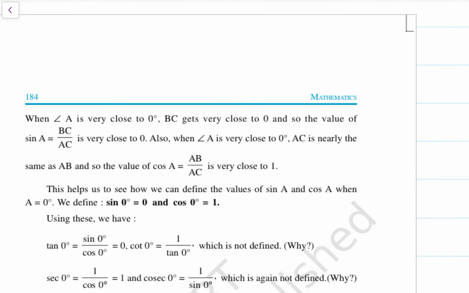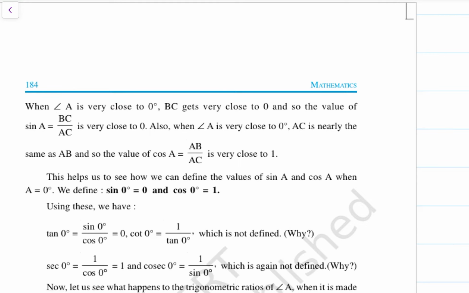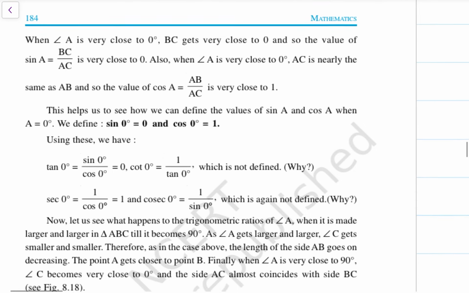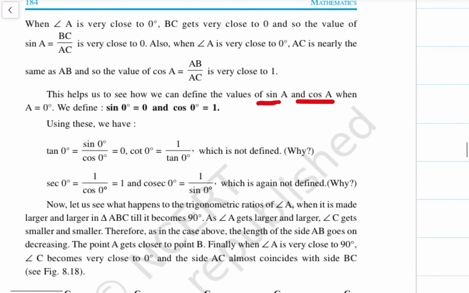When angle A is very close to 0, BC gets very close to 0, and so the value of sin A, which is BC upon AC, is very close to 0. Also, when angle A is very close to 0, AC is nearly the same as AB, and so the value of cos A, which is AB upon AC, is very close to 1. This helps us to define the values of sin A and cos A when A is 0: sin 0 is 0 and cos 0 is 1.